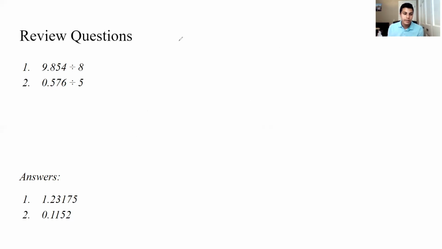All right, so for the second question, we have 0.576 divided by 5. Now, don't let this 0 here scare you. Even though we don't have any number to the left of the decimal point besides 0, we can still do long division the same way that we've been doing it. Put your decimal point where it is, above where it is in what you're dividing, and just start with the first number. So our first number is a 0, but that's okay.